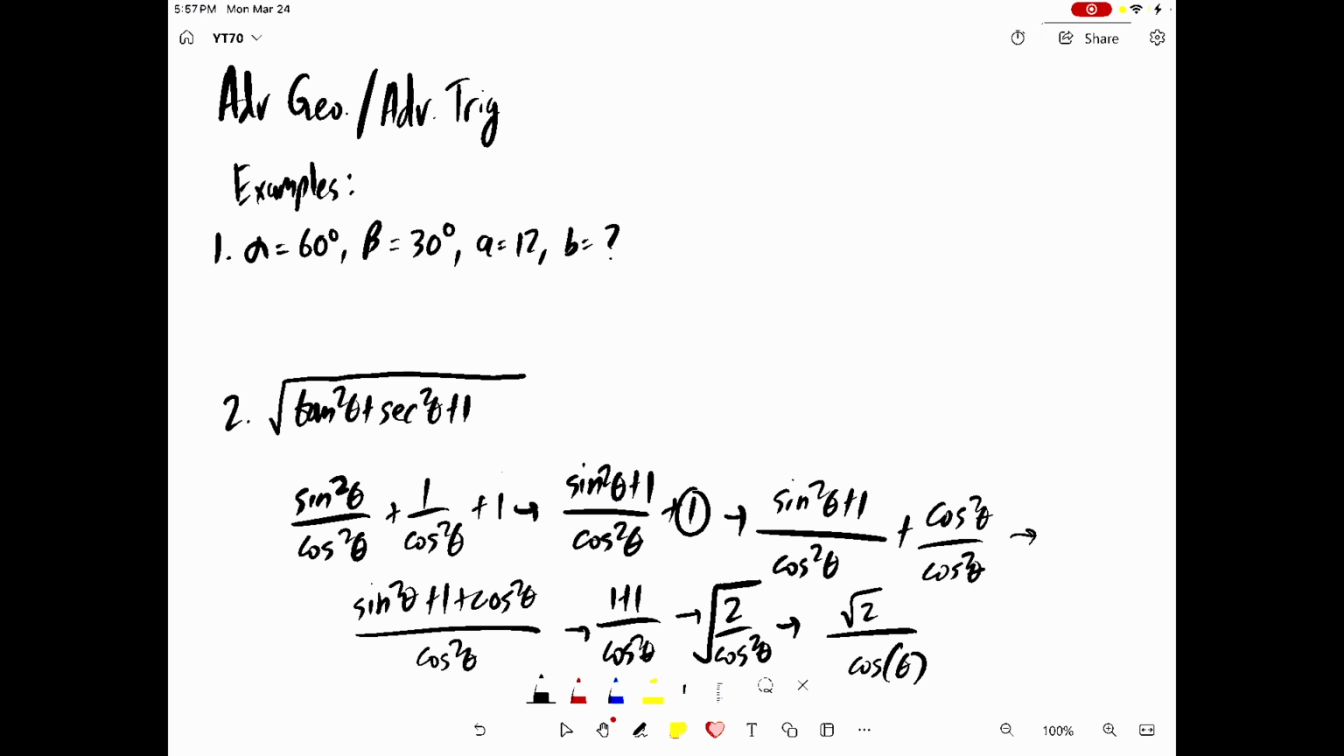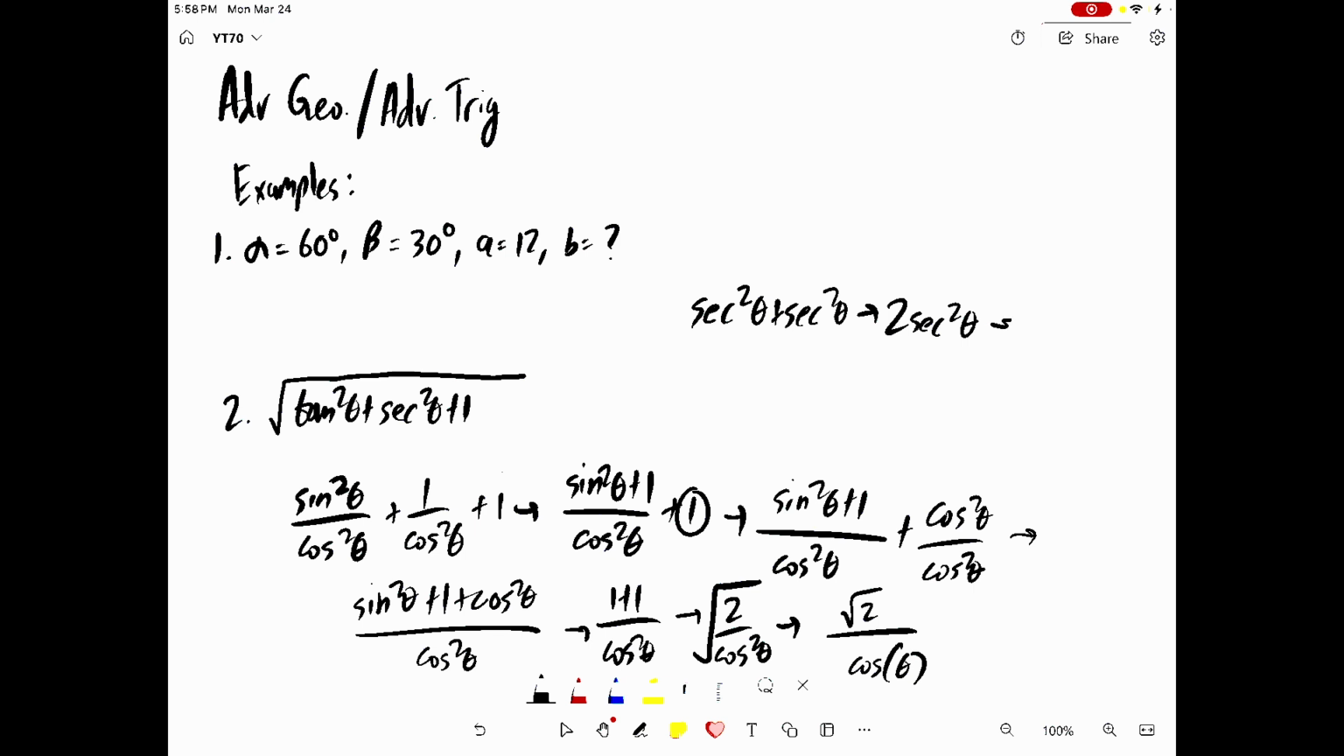Now, there is one method which takes a slightly different approach to it, and you might find that easier or you might find that more confusing. So, this method involves using tangent squared theta and 1. Now, tangent squared theta plus 1 is actually equal to secant squared theta. So this becomes secant squared theta plus secant squared theta. And this becomes 2 secant squared theta when you add these 2 together.